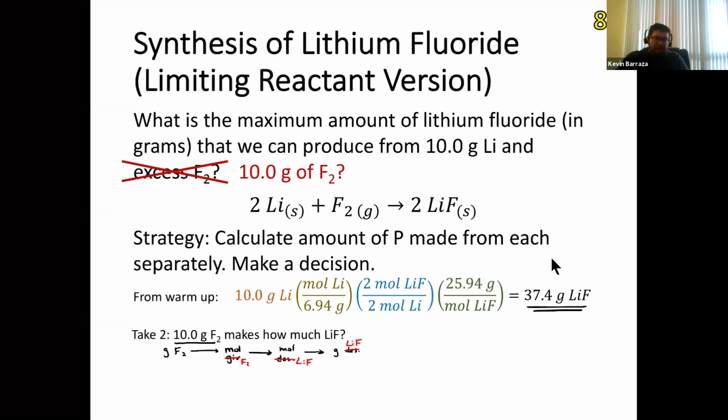The nice thing is if you can do it once, you can basically use your first set of answers to guide you how to do the second. So I'm going to take the grams and I'm going to use another molar mass. I'm going to use the ratios and then another molar mass.